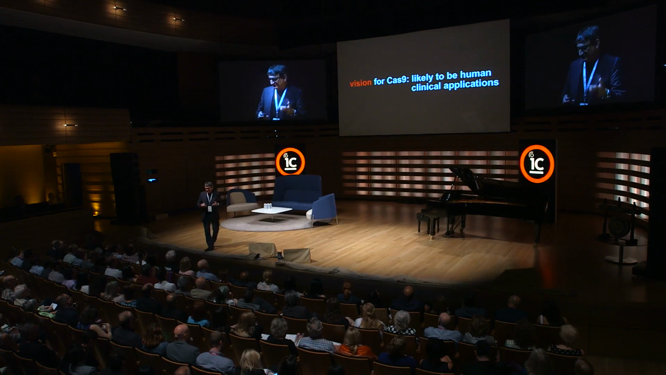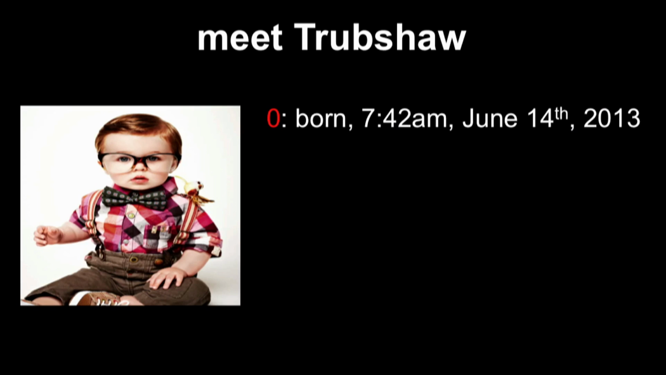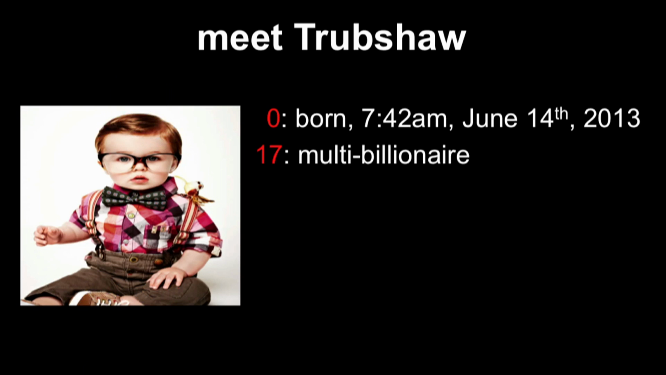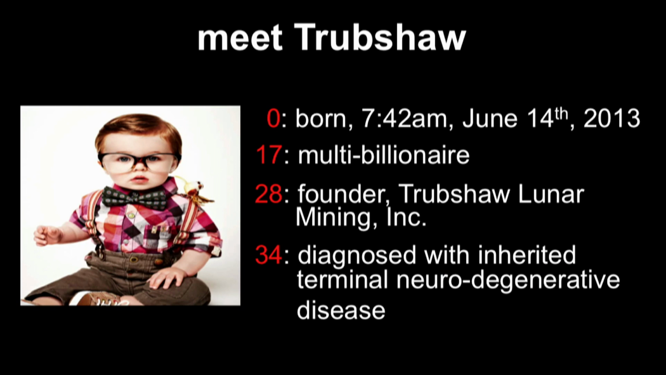And to illustrate this, I'd like to introduce you to Trubshaw. Trubshaw was born at 7:42 a.m. on June the 14th, 2013. Happy birthday, Trubshaw. By the time he's 17, he'll be a multi-billionaire, and at age 28, he'll go on to found Trubshaw Lunar Mining Inc. But when he's 34, he'll be diagnosed with an inherited terminal neurodegenerative disease. What hope might there be in 2047 for Trubshaw and people like him?